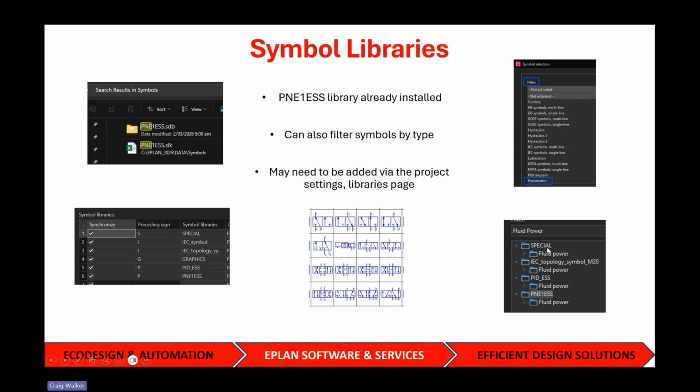And you can see that even under these different libraries, this is a symbol library viewer on the right. You've got your special library, your IEC topology symbol, M20, and all of these have fluid power subcategories that you can search through. Alternatively, there is a filter preset for pneumatics, and a couple of them for hydraulics, which are quick and easy to use if you don't want to go through setting up the filters.